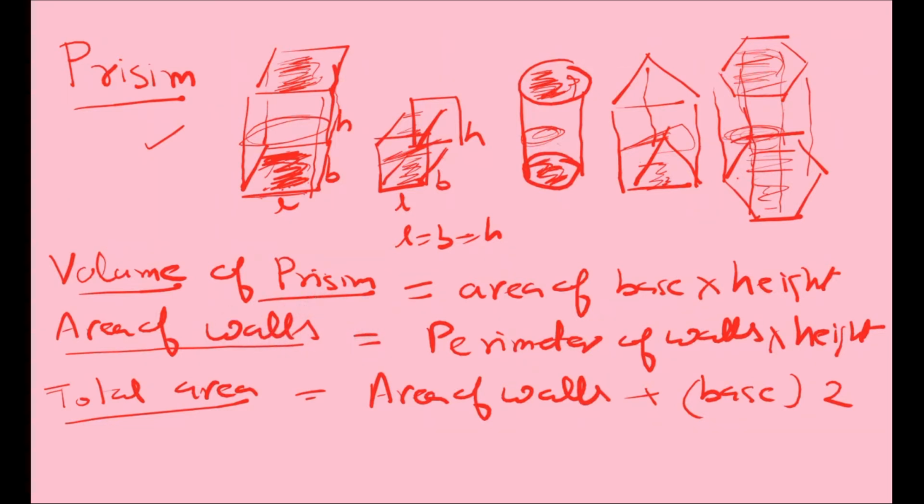Okay, now if we take one new shape here, that is a ring shape, then this is also a prism. Now area of ring into height, that is the metal used in this type of shape. Okay, so what is the prism and how we will get the volume of the prism and area of walls and total area? This you have understood, isn't it?